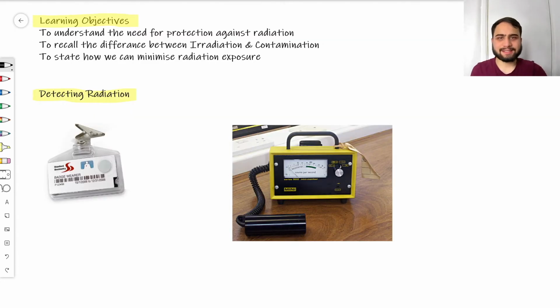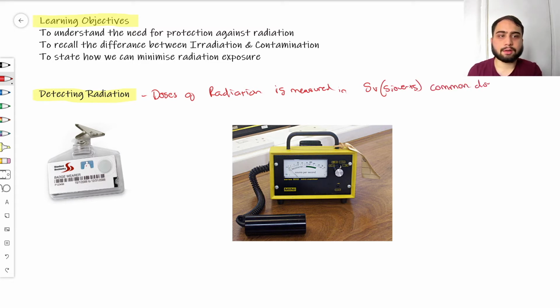Now let's have a look at actually detecting radiation. First thing that you need to know is that radiation doses are measured in sieverts. So that's a brand new unit here, but you often only need to understand that the dose is measured in sieverts rather than having to really explain it. So dose of radiation is measured in sieverts, which has the symbol Sv, and common doses are millisieverts. Okay, so a sievert is quite a big unit, so we really only use millisieverts to measure radiation doses.